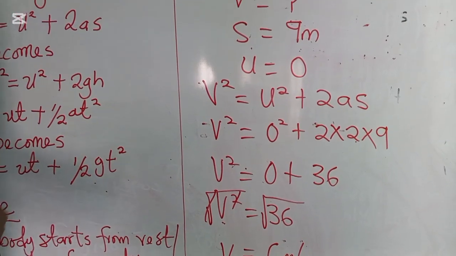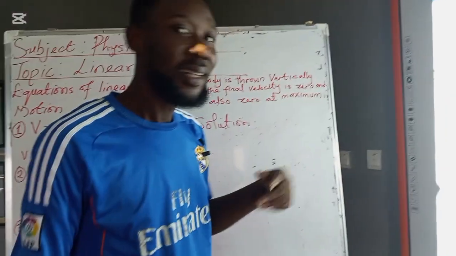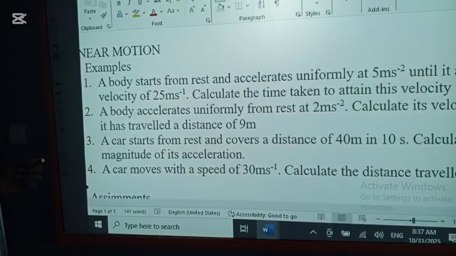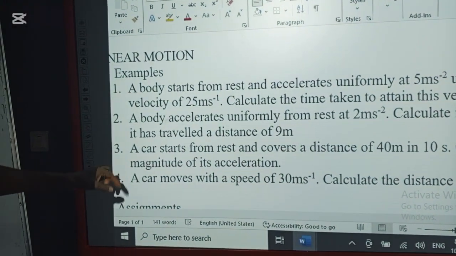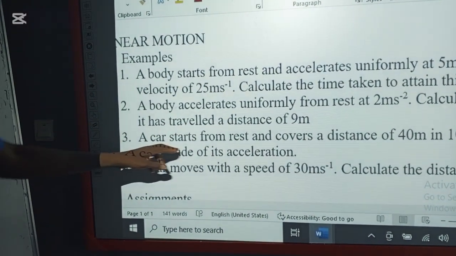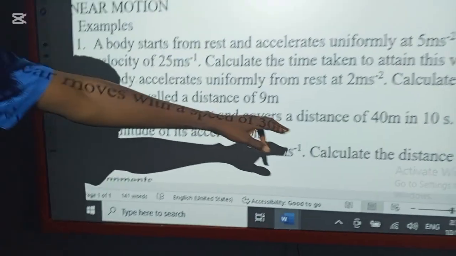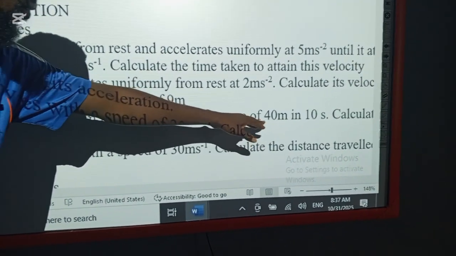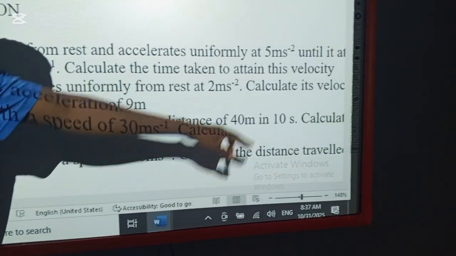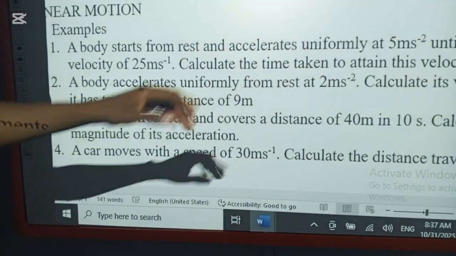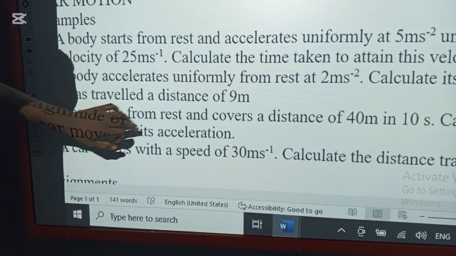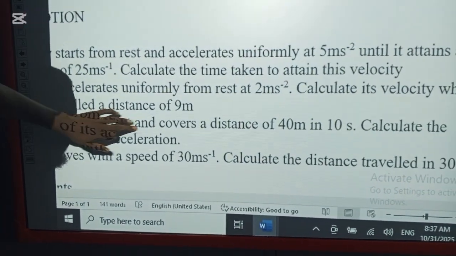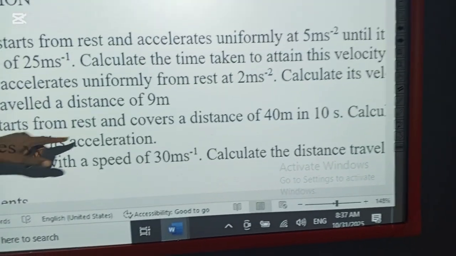Now quickly we're going to do the next question. Are we good? Okay, question number 3. A car starts from rest and covers a distance of 40 meters in 10 seconds. It says calculate the magnitude of its acceleration.